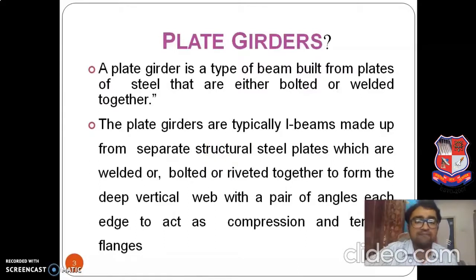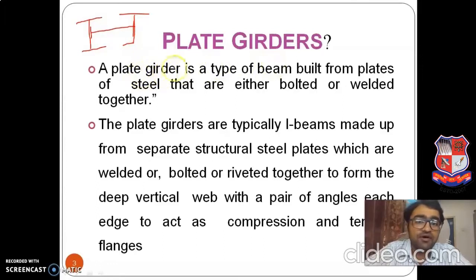A plate girder is a type of beam built from plates of steel that are either bolted or welded together. That means a plate girder is a type of beam only. For example, you need to connect 2 steel elements. Suppose I sections are there. You are connecting 2 I sections with another I section. So this is known as the girder.